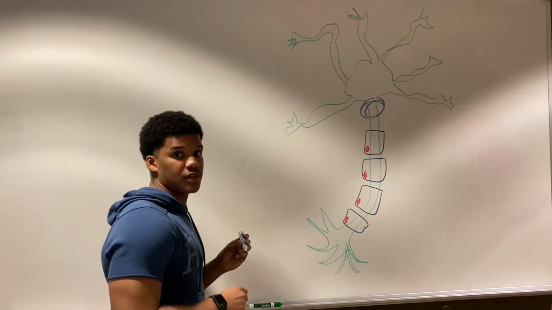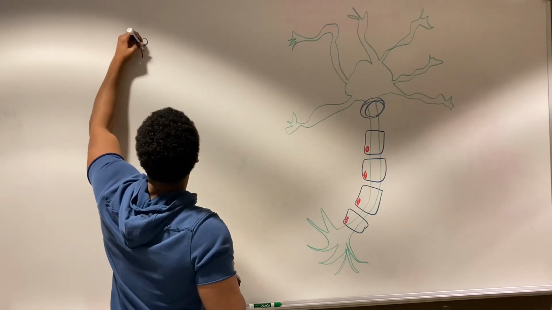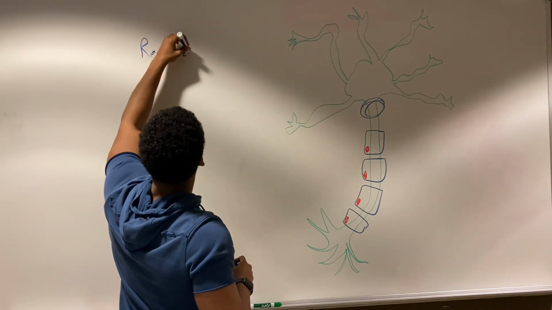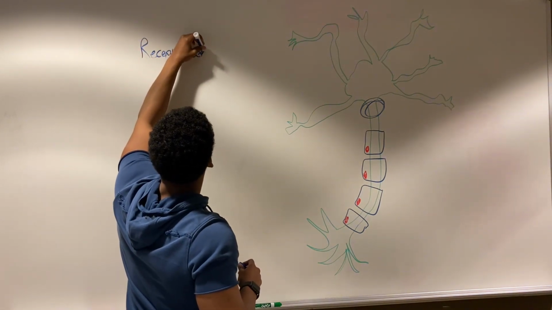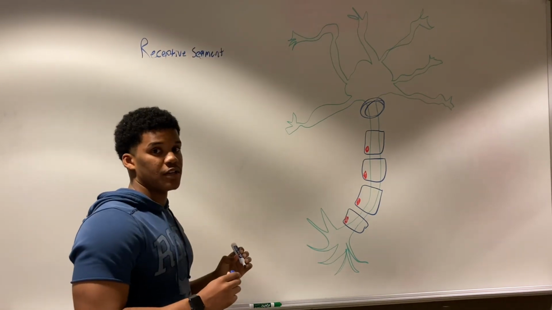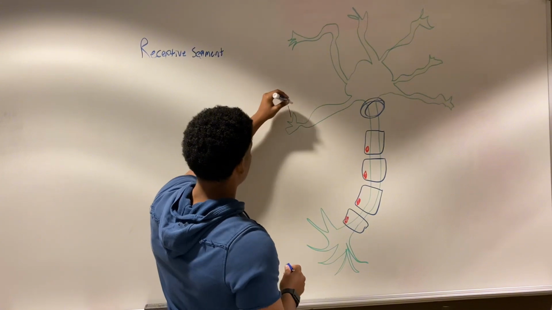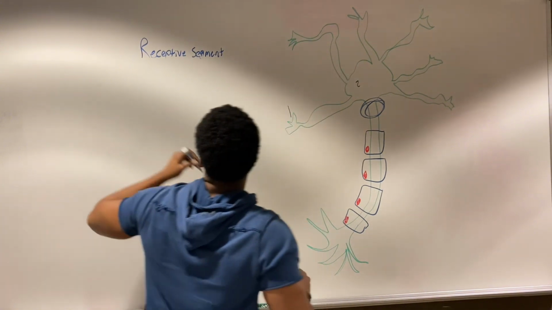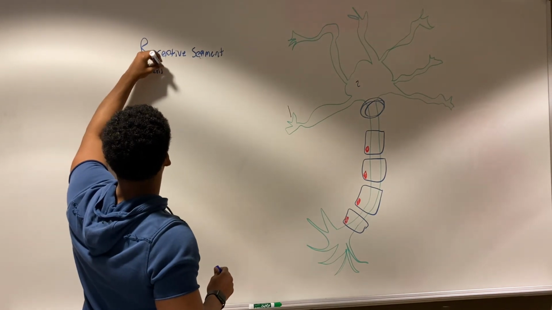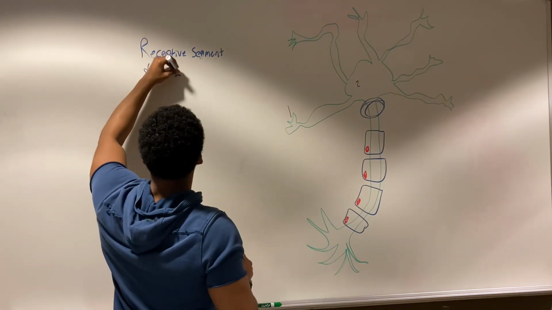So first up is the receptor segment. And the receptor segment is pretty much the dendrites and the cell body. So let's write that down: dendrites and cell body.